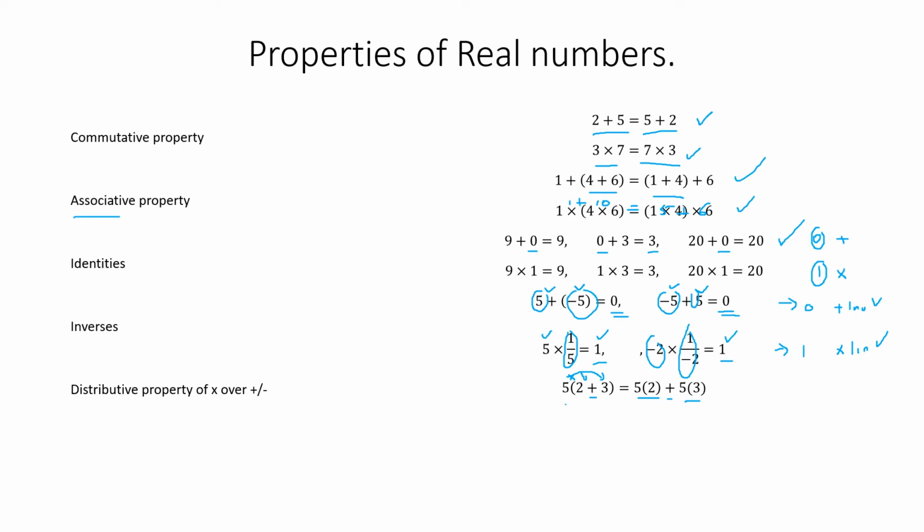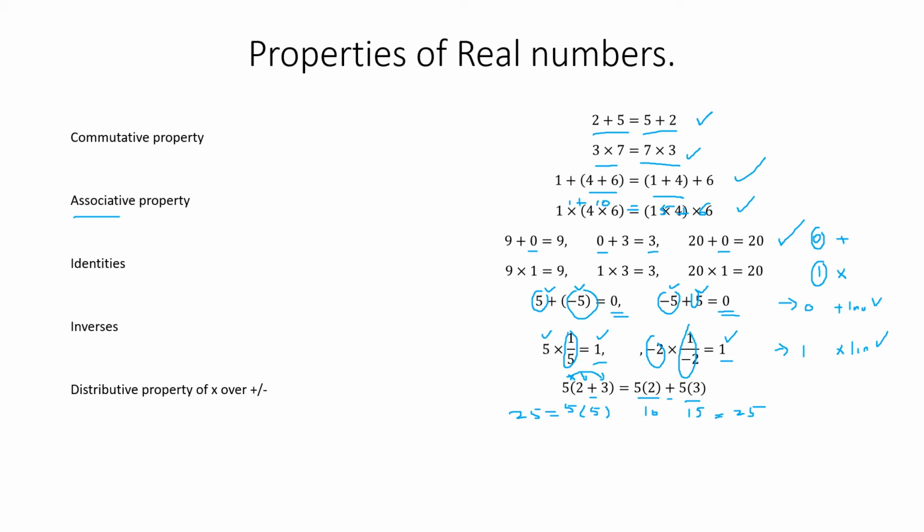Look, if we simplify it, 5 times 5 is 25, it comes 10 and this comes 15. So 10 plus 15 is 25. So there is a bracket, and inside the bracket the symbol is plus or minus.